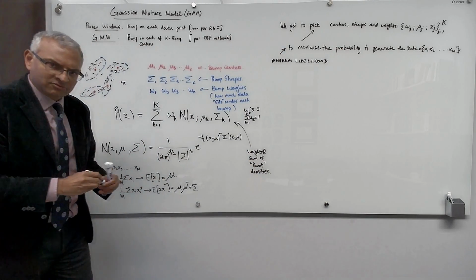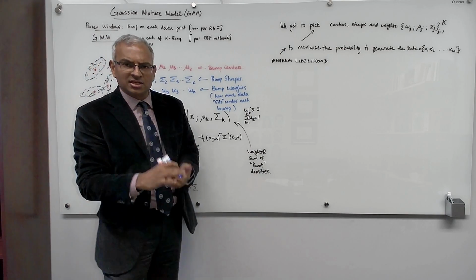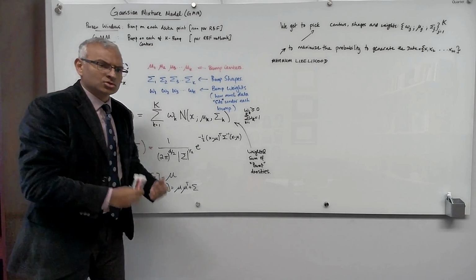Indeed, you can set up the likelihood and go ahead and try to maximize that iteratively using gradient descent. There are many local minima and so on and so forth, but you can do that.